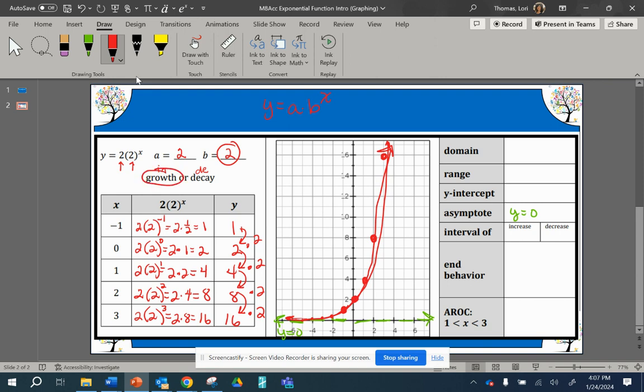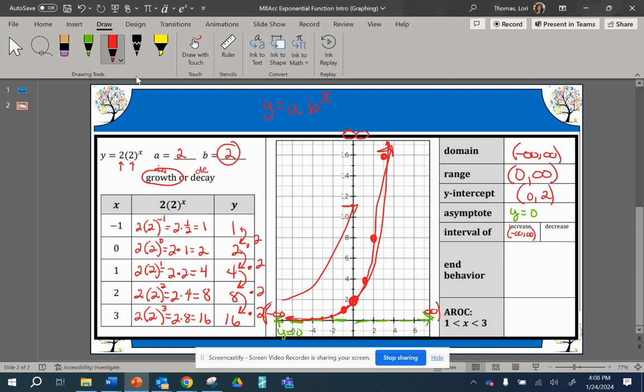Our domain is from negative infinity to positive infinity, so we can use any x value to plug into our function. But our y values, the range: the lowest that our graph goes is up to that asymptote at 0, but it does not ever hit 0, so we're not going to include 0, and then it goes up to positive infinity. Our y-intercept is 0, 2. That's an ordered pair.